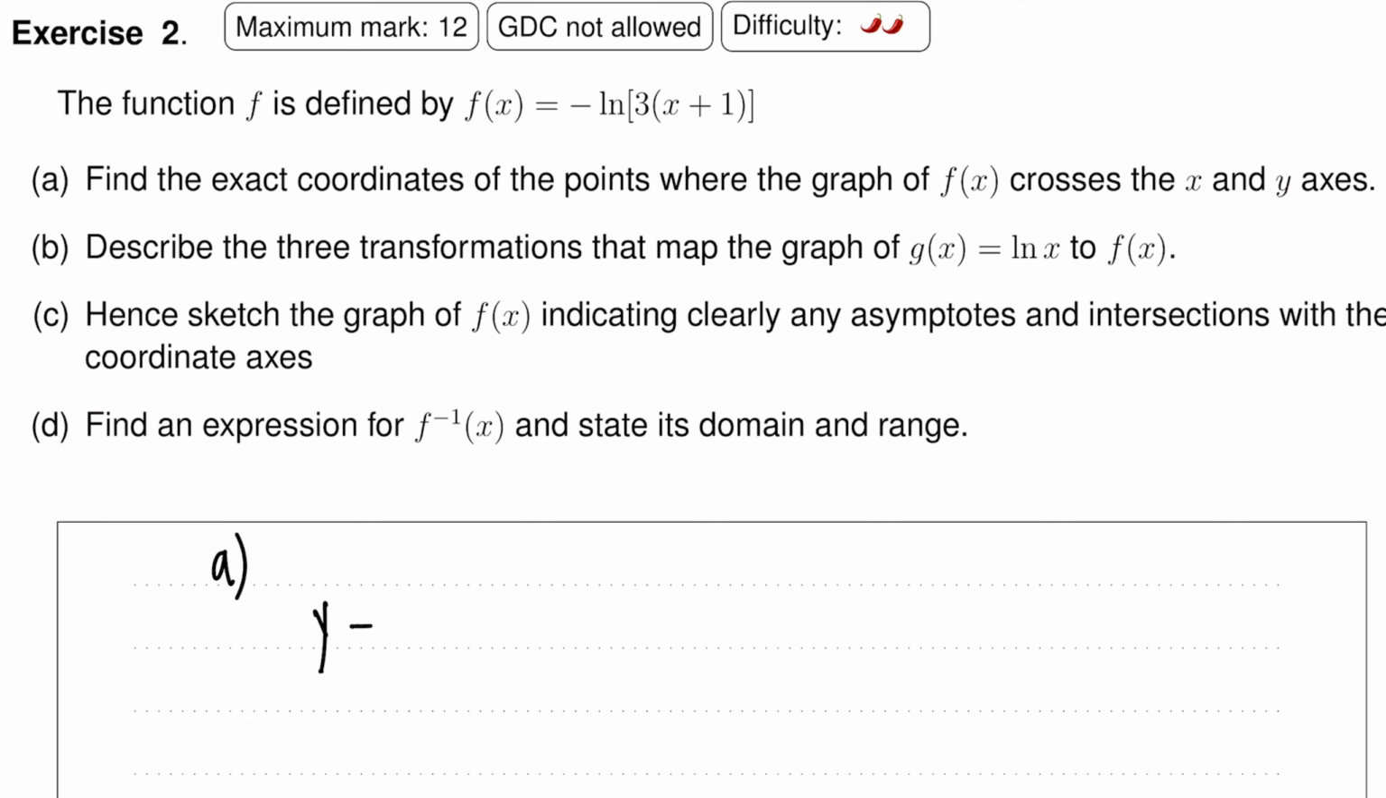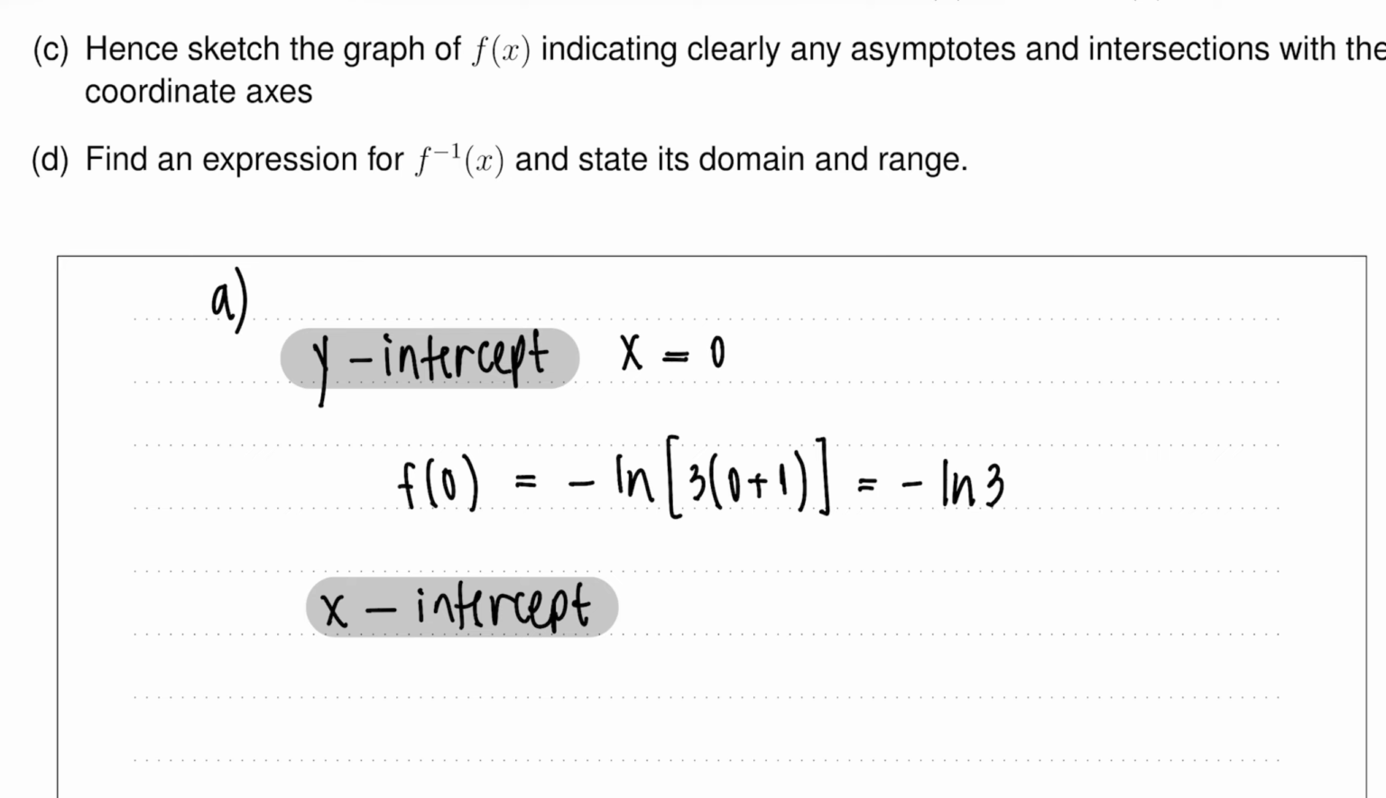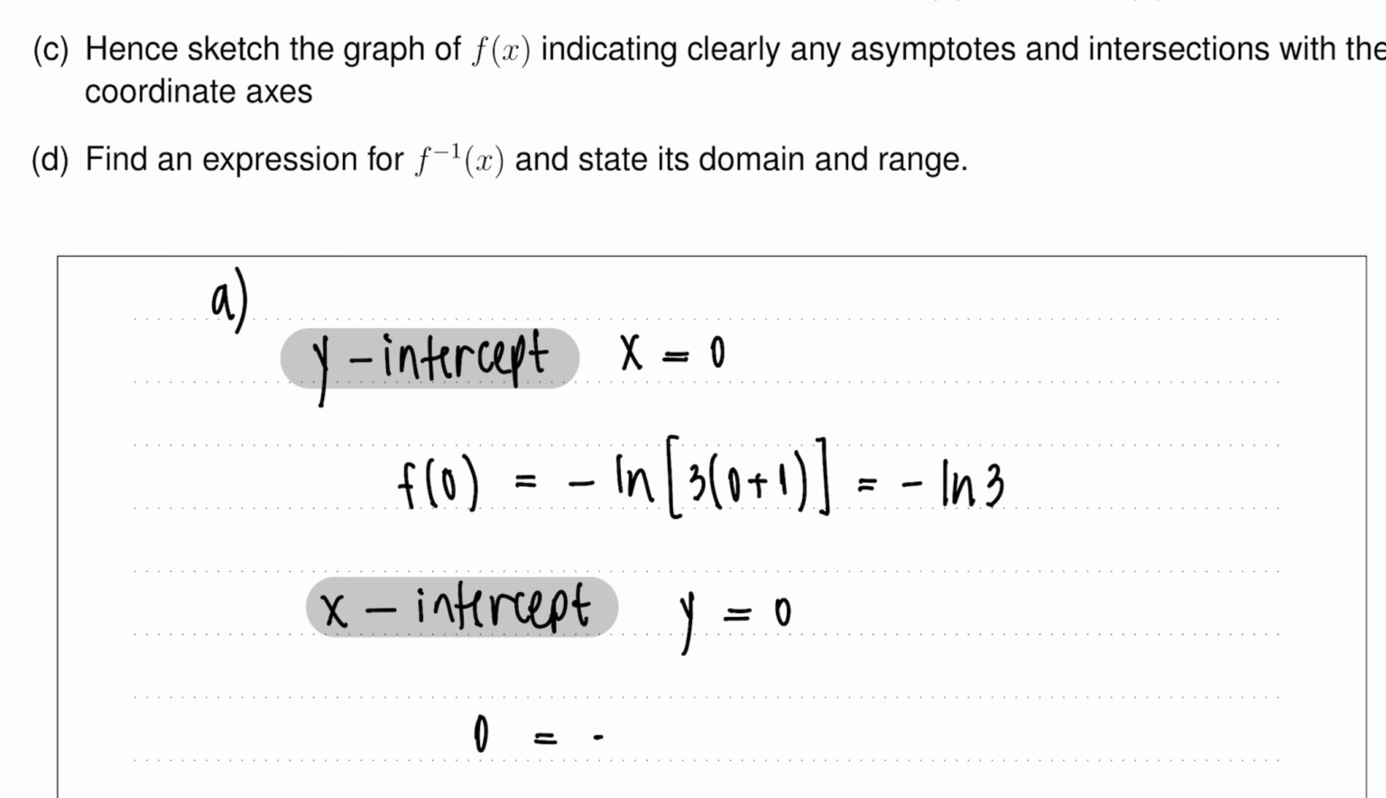We know that to find the y-intercept, we replace x by 0, meaning we calculate f of 0, which means negative ln of 3 times 0 plus 1, which is negative ln of 3. And to find the x-intercept, we replace y by 0, or in this case, f of x by 0. So we have 0 equals negative ln of 3 times x plus 1. We can multiply both sides by negative 1, which gives us 0 equal to ln of 3 times x plus 1.